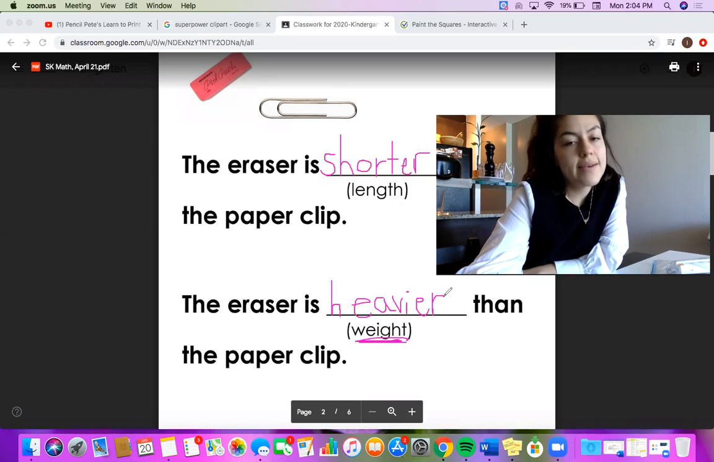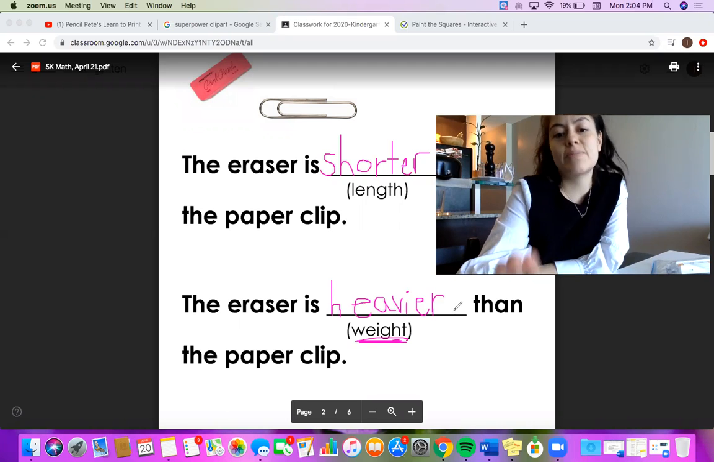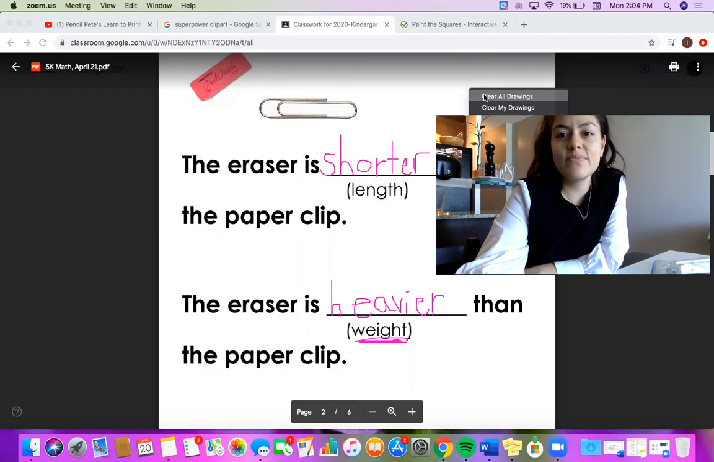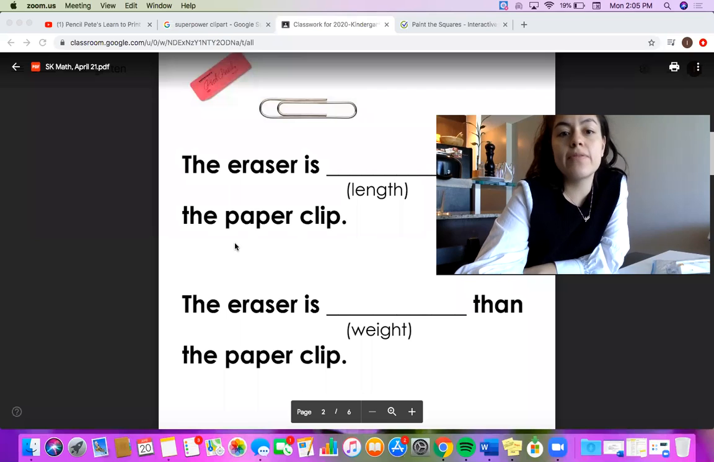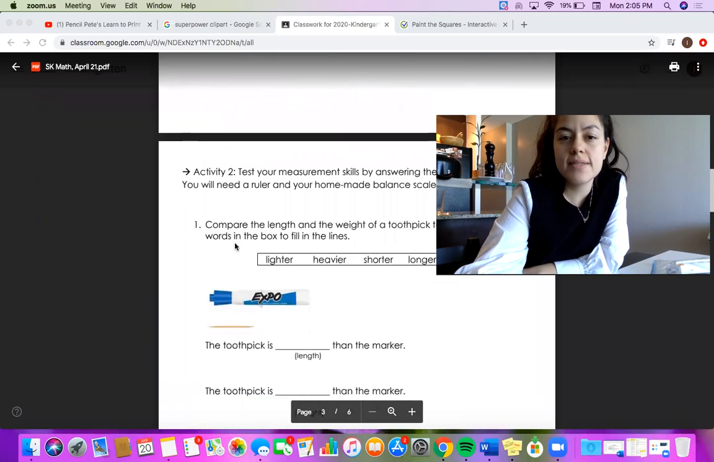There we go. Now remember, if you're not spelling these words correctly, it's really not the point of the exercise. What's most important is that you're guessing or estimating the right answer. So don't worry too much about spelling. As long as it spells heavier in some way that you can read, that's fine for today.